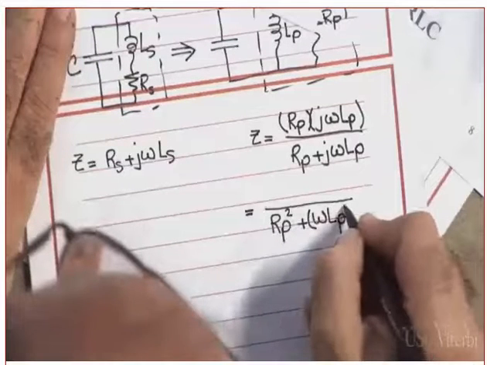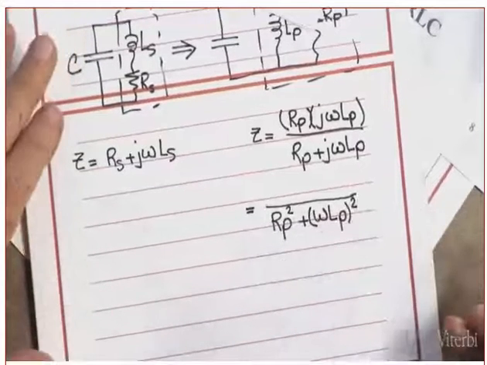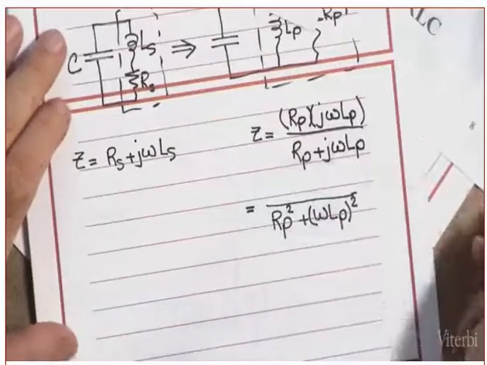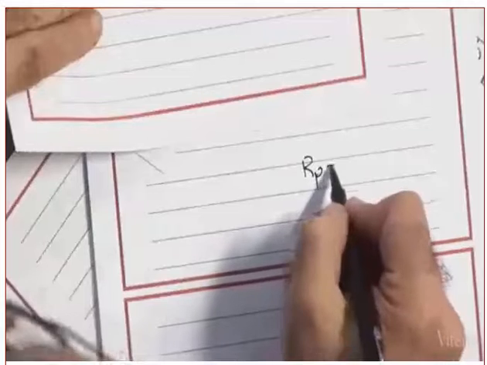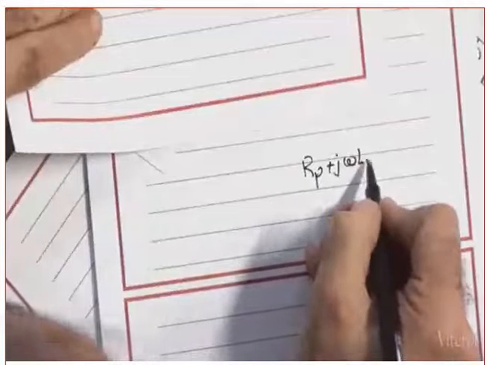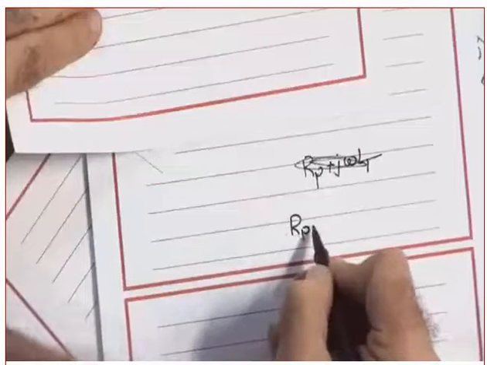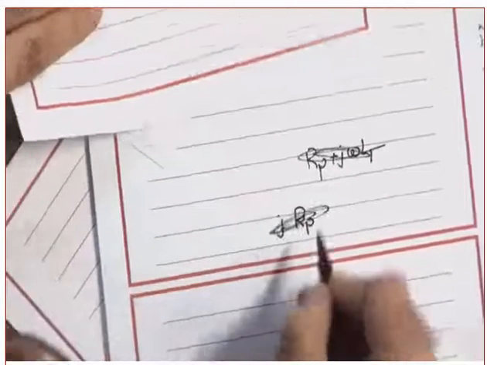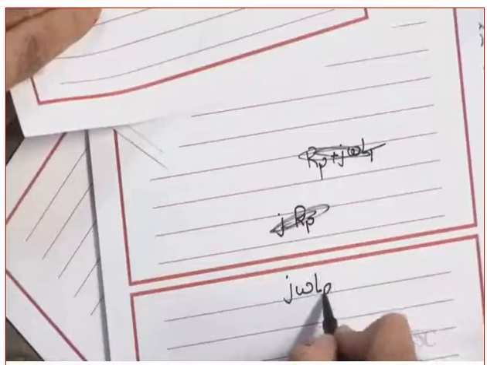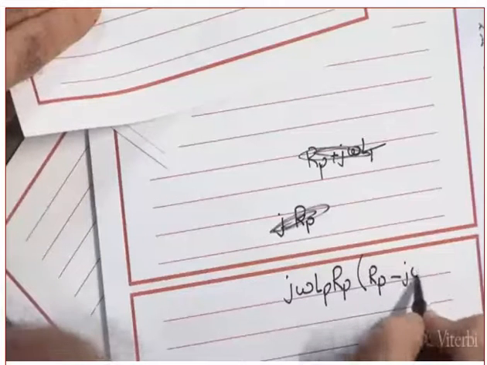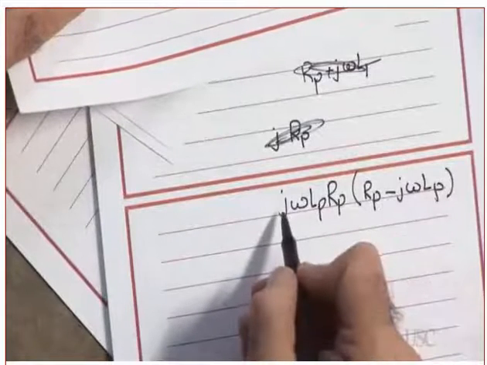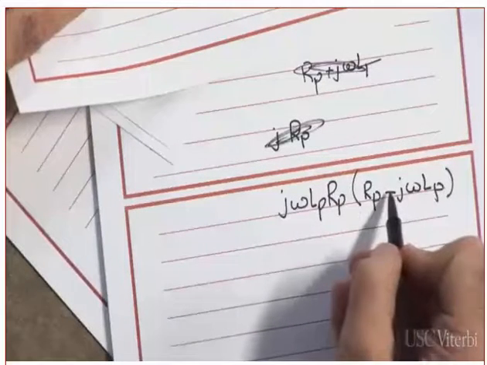Horizontal square. Yes? What do I have here? One second, let me write it. RP plus what? J omega LP. No, sorry. RP times what? J omega LP. RP times what? RP minus J omega LP. Yes? The J with the J minus 1 with the minus.